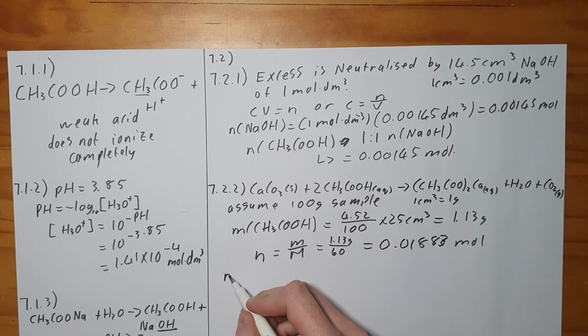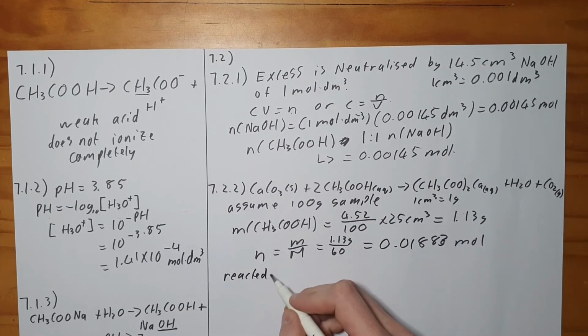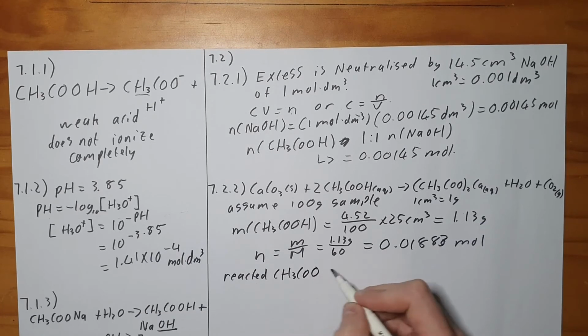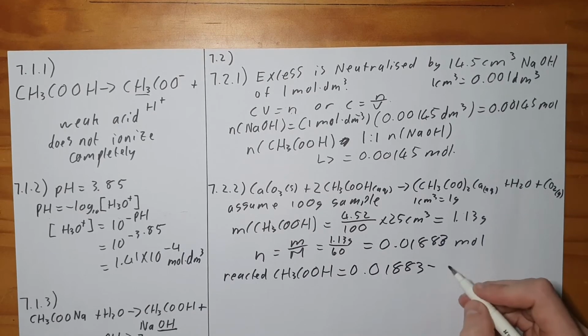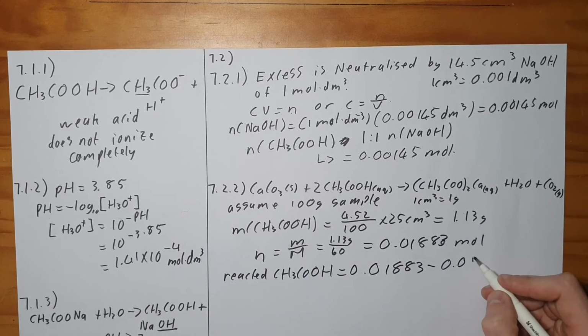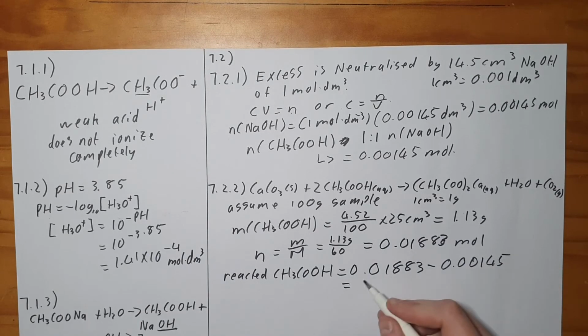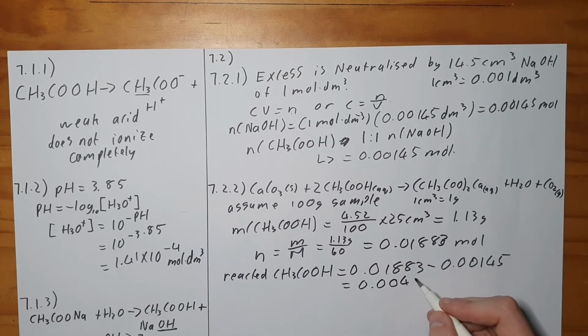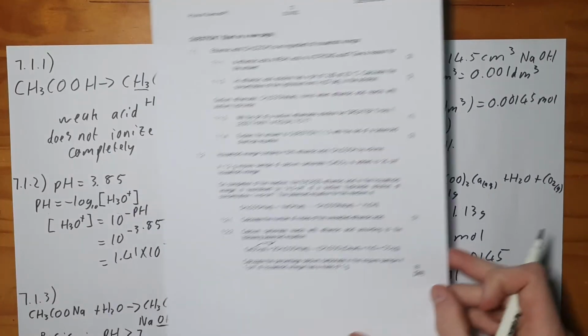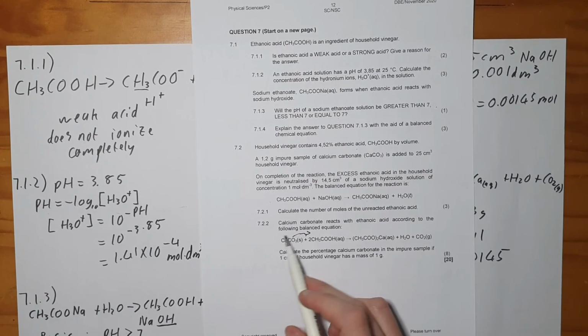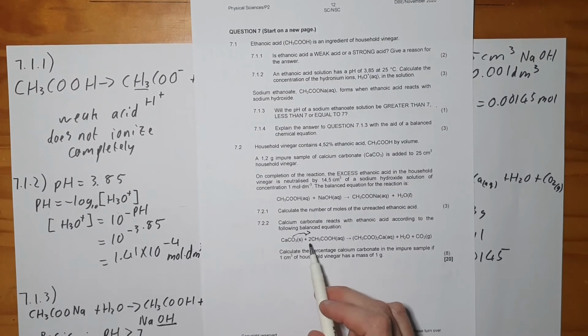So reacted CH3COOH is equal to 0.01883 minus 0.00145, and that should give you an answer of 0.0043 moles. So this is how much actually reacted in our equation. Now we've got how much we have of this. Now we can move to this by our mole bridge, which uses our mole ratio. So we can see it's a 1:2 ratio.